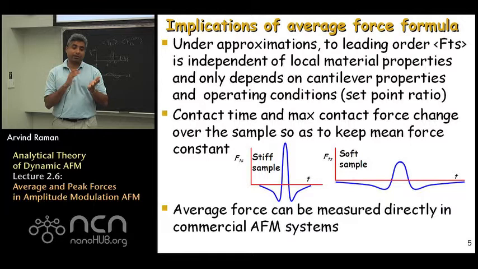And when you're on a soft sample, on the other hand, we're expecting the interaction time to be longer, since the tip will spend more time in the sample, but the peak values of the force are going to be smaller. So what the formula suggests is that, at least under the conditions under which that approximation is valid, when you transition from a hard to a soft material, all that happens is that the interaction time changes, the peak value changes, but in a way that the average value of the force is more or less constant as you scan over the sample.